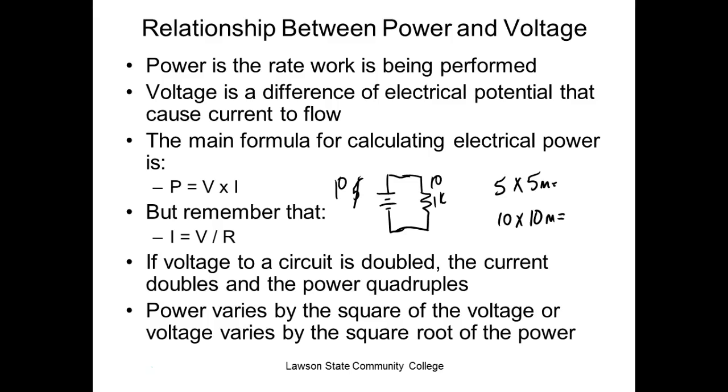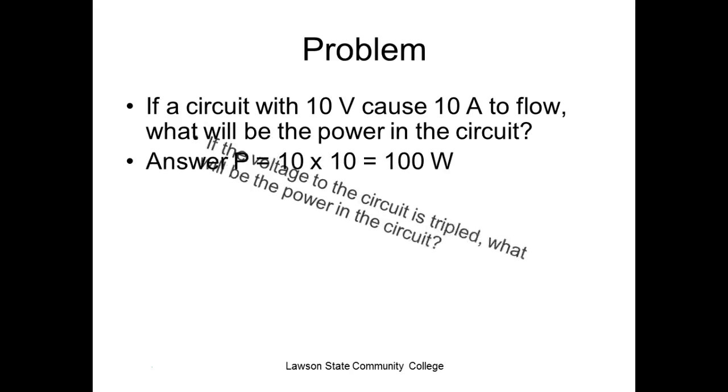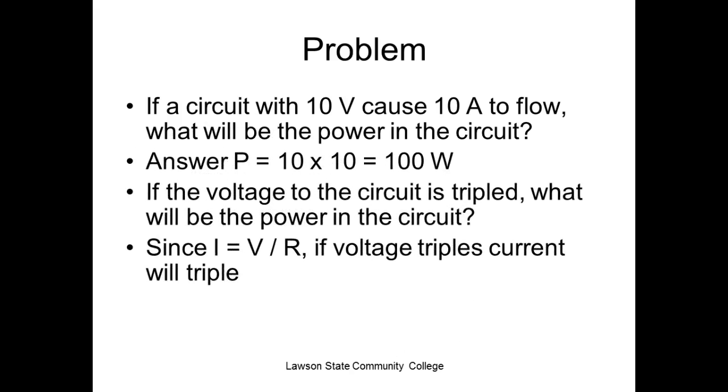If you double the voltage to a circuit, the current doubles and the power quadruples. And y'all, here's the answer to the question right there. Power varies by the square of the voltage. Voltage varies by the square root of the power. So if a circuit has 10 volts at 10 amps, we'll get 100 watts, right? We double the voltage. What would happen? I'm tripling the voltage here.